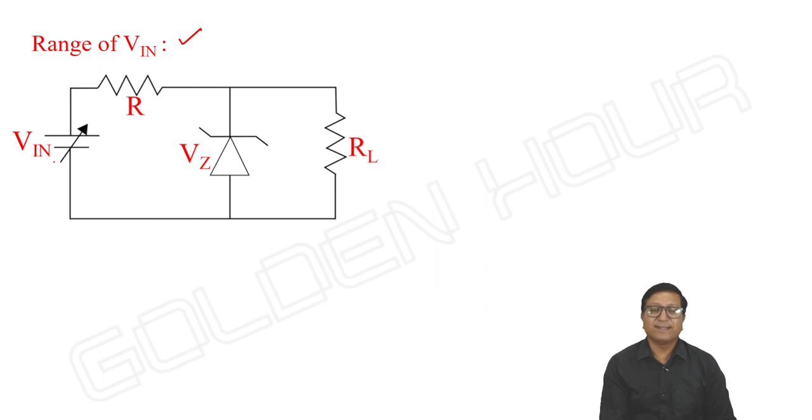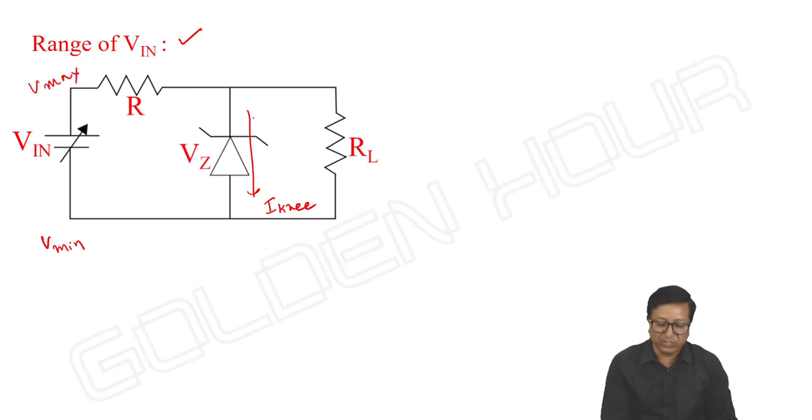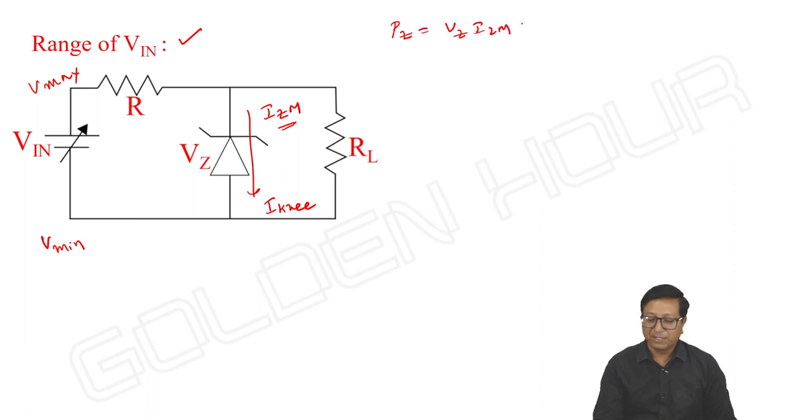I mentioned there is a range of input such that even for the minimum value of input, the current through the Zener diode should not fall below its neck current. And even for the maximum value of the input voltage, the current through the Zener diode should not exceed IZM. If it exceeds the maximum allowable current, then the power dissipation across the Zener diode, PZ equal to VZ into IZM, exceeds the power rating of the Zener diode, so that the Zener diode will burn.